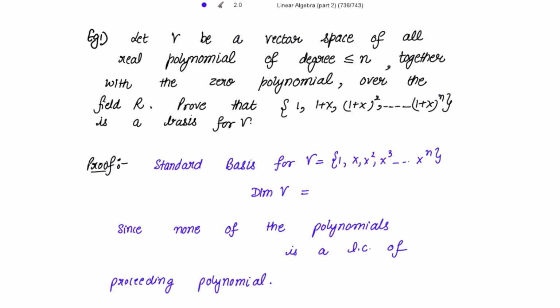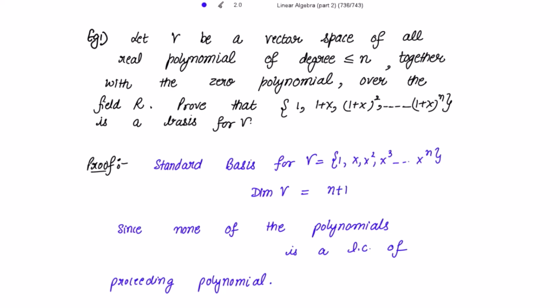Alright, first of all, we know the standard basis for V, I have already written this as a note. The standard basis of V is 1, x, x square, x cube, up to x to the power n. We all know this. So what is the dimension of V then? The number of polynomials present in the basis of V. How many polynomials are present? These are n and this 1, that is n plus 1 elements are there. So the dimension of V is n plus 1, right?